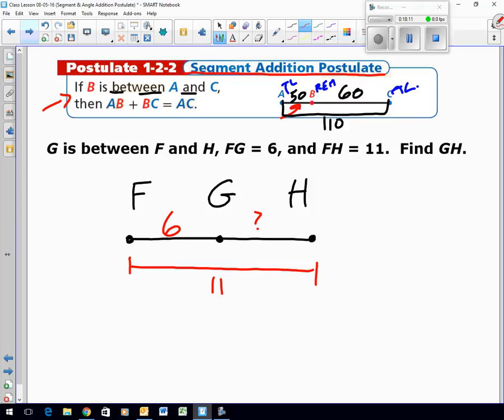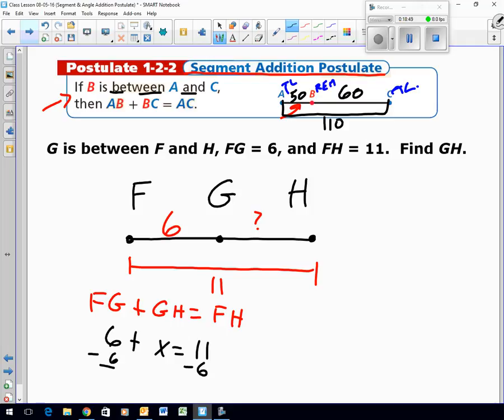You got me? The total distance, F to G, G to H, F to H. F to G plus G to H equals F to H. That's the geometry, right? Now let's turn it into the algebra. F to G, that's 6, plus question mark. Well, we don't put things in question marks. We put an X, equals 11. Subtract 6, and you get what? See how easy it can be, right? X is 5.